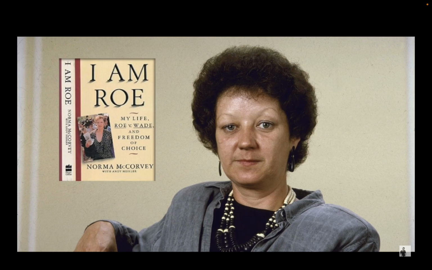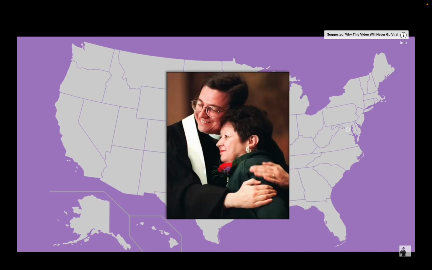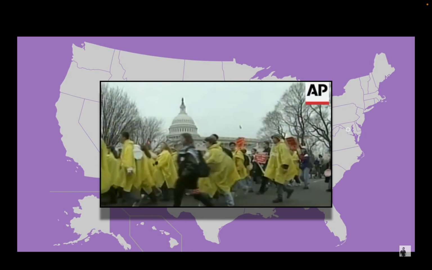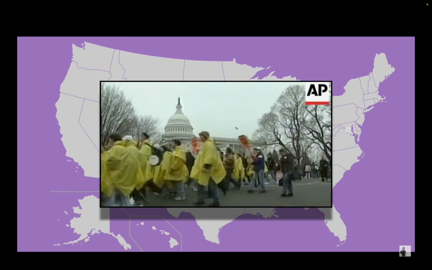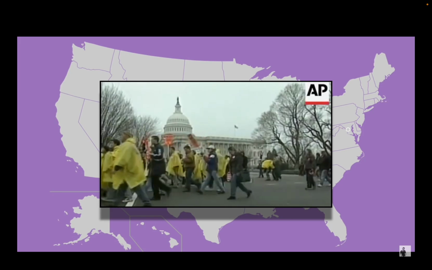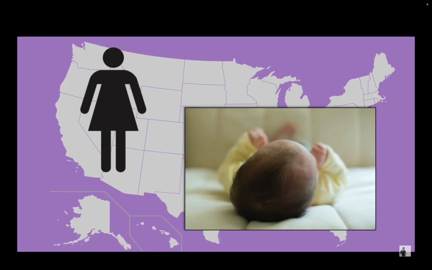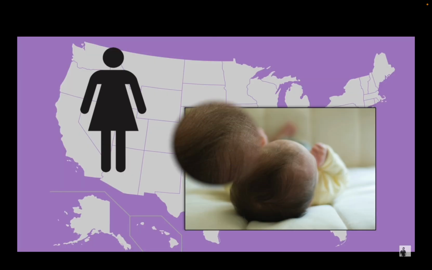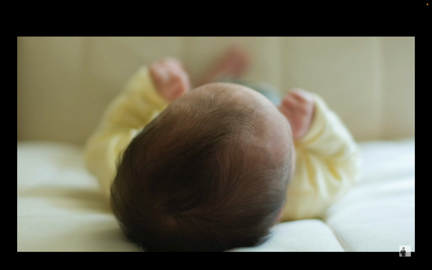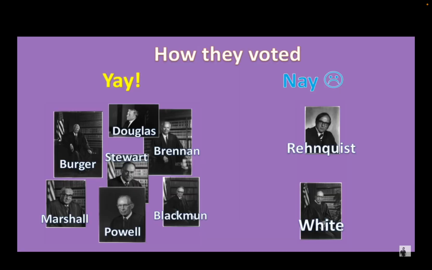Norma published an autobiography in 1994 called I Am Roe. Soon after this, in a surprising turn of events, she quit her job at the abortion clinic and became pro-life. She became a born-again Christian and immediately joined the staff of Operation Rescue, a pro-life organization at an office literally next door to the abortion clinic she formerly worked at. She was a pro-life activist for the rest of her life. By the way, Norma never met the baby that started this whole thing. That baby presumably grew up and is somewhere out there right now, and he or she is 46 years old.